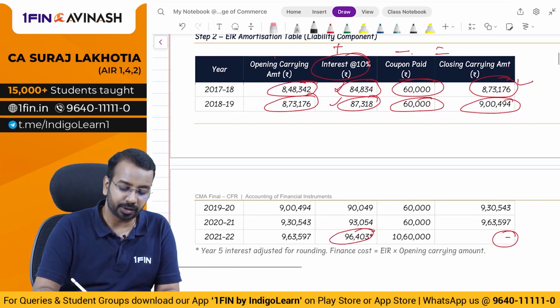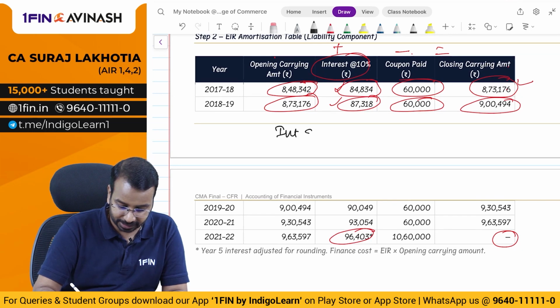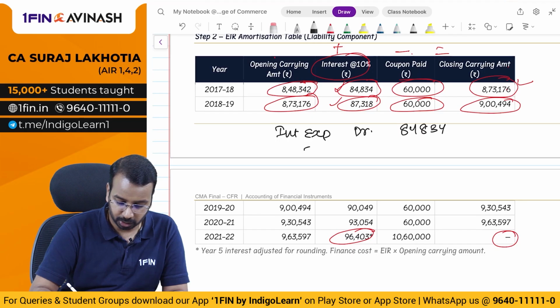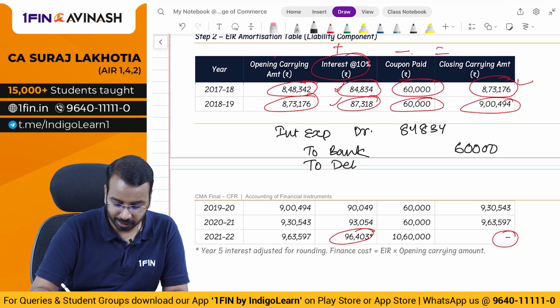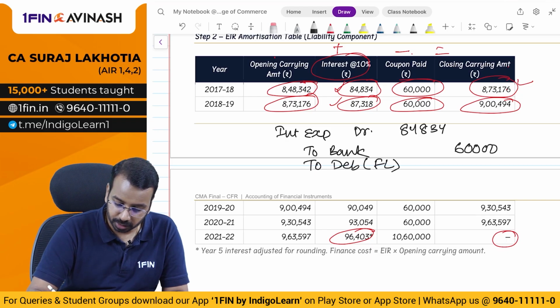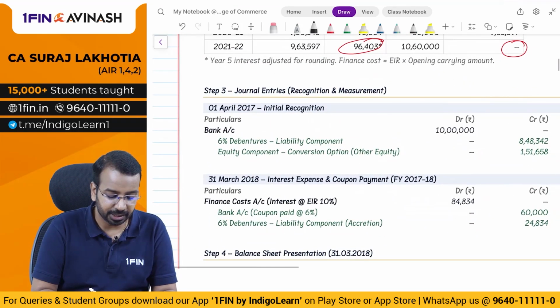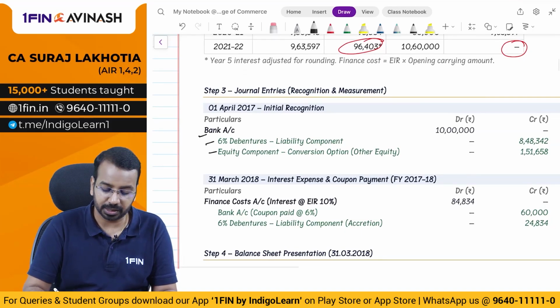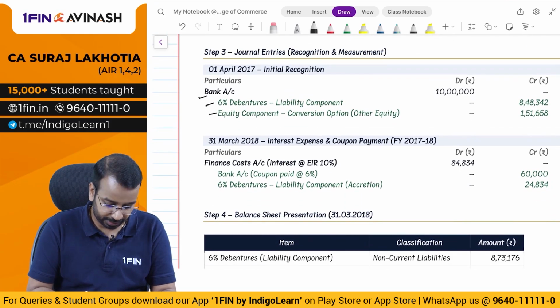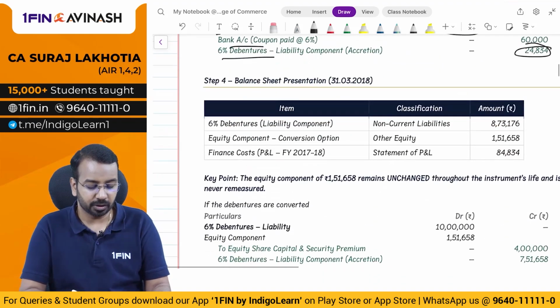So, first year entry will be interest expense debit 84834 to bank. We have paid only 60,000. Balance will be to debenture financial liability. How much? Whatever is left, 24834. Like this we have to do the accounting. Initial entry we did bank account to 6% debentures and to equity component, this we have done. Then finance cost to bank and to debenture liability component. So like that we will do.